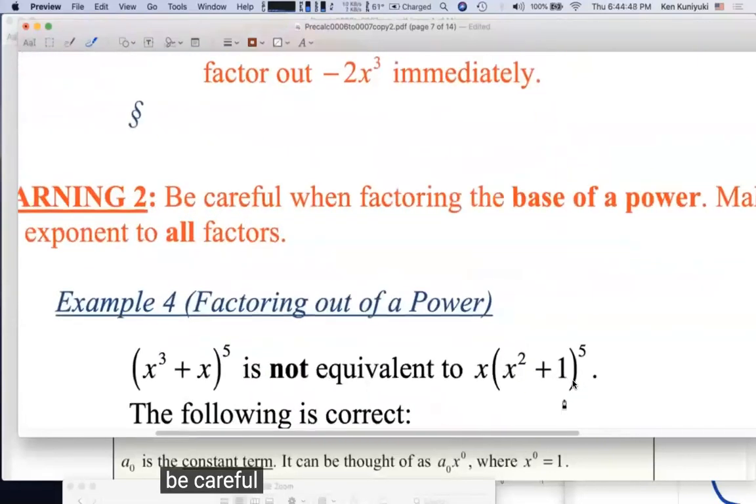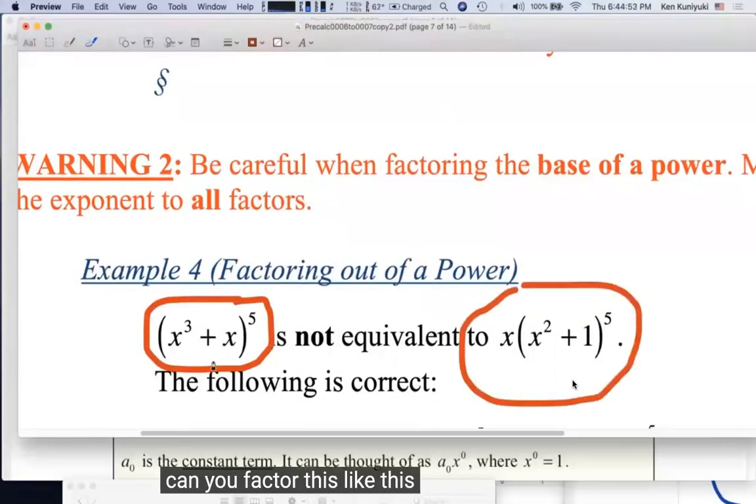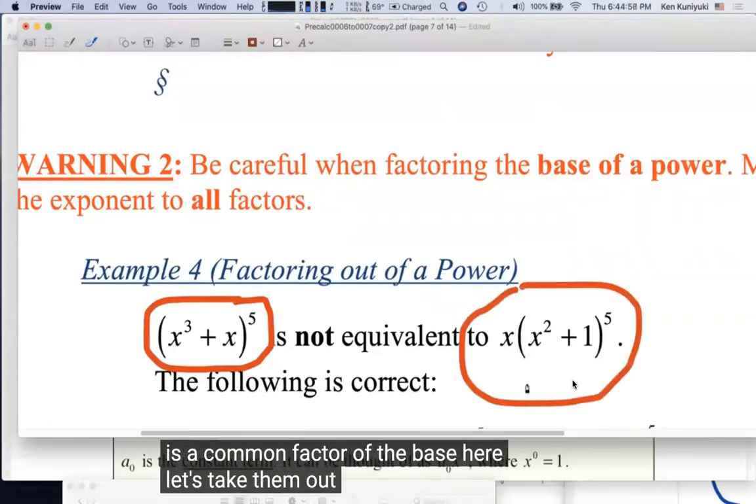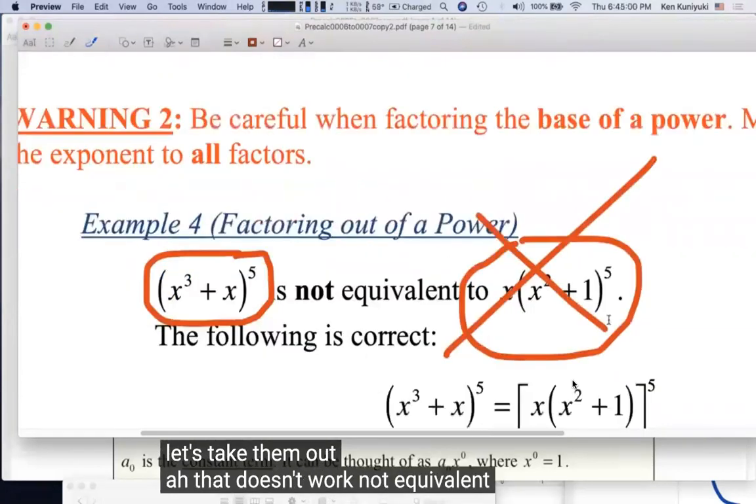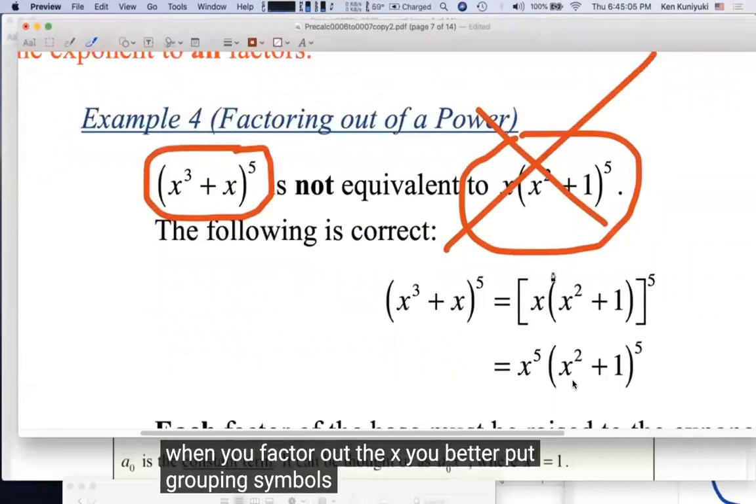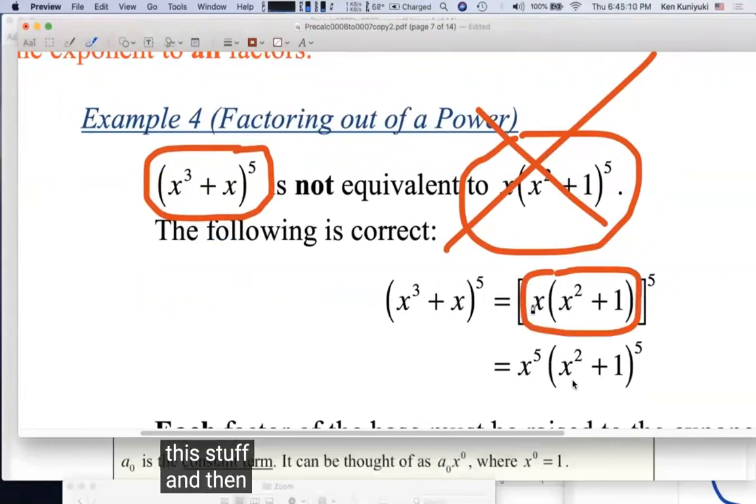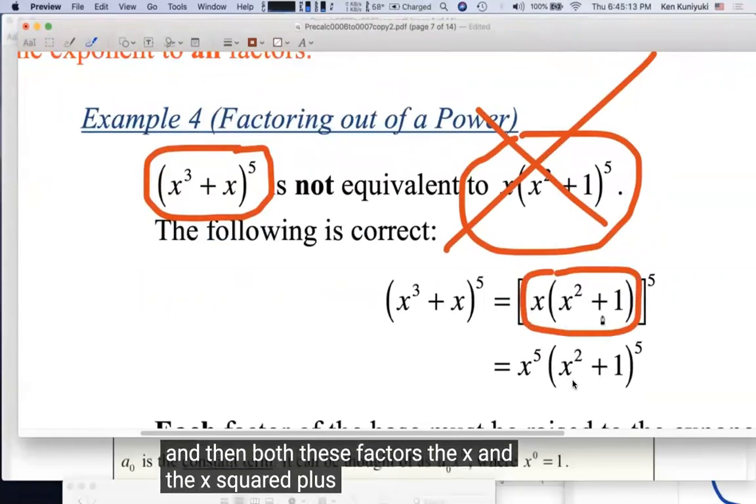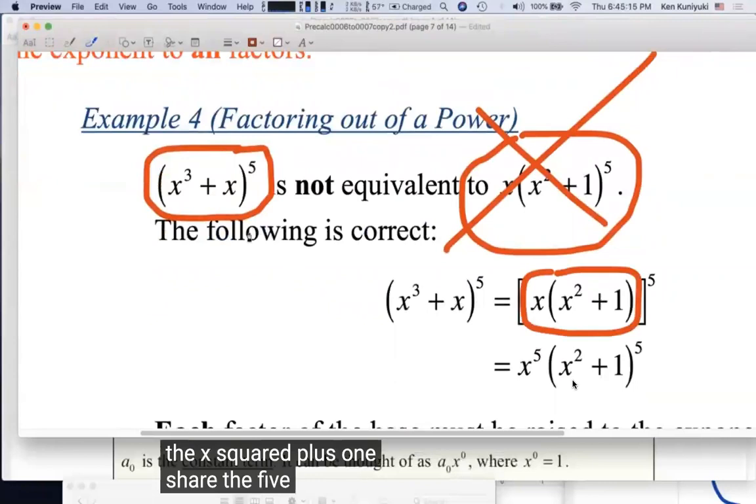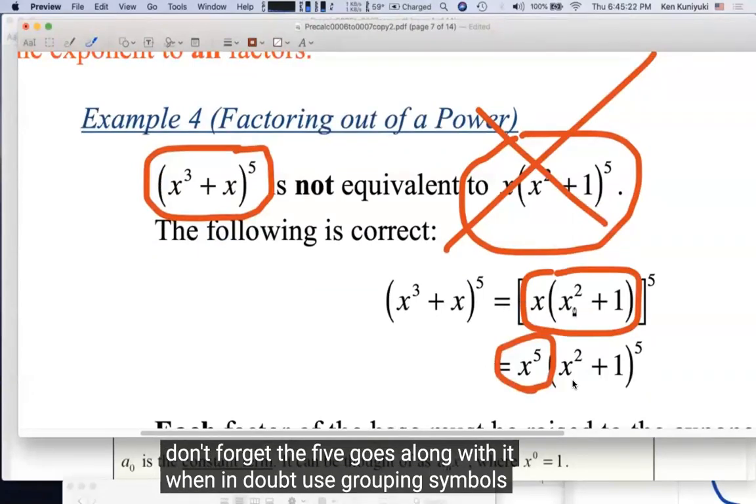Be careful. Can you factor this like this? I see that x is a common factor of the base here. Let's take them out. That doesn't work. Not equivalent. So here's the thing. When you factor out the x, you better put grouping symbols because the 5th power applies to all this stuff. Both these factors, the x and the x squared plus 1, share the 5. So if you're going to take out an x, don't forget the 5 goes along with it. When in doubt, use grouping symbols.